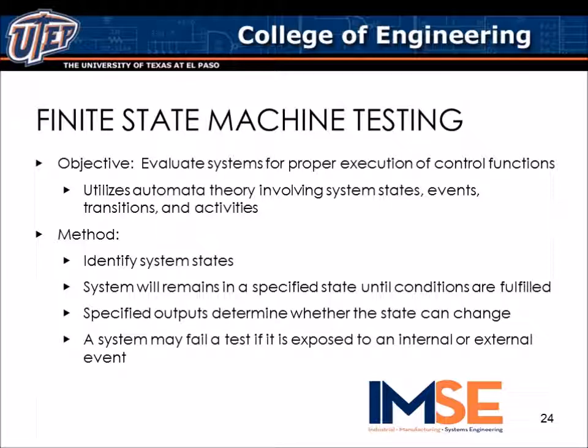Finite state machine testing. This testing process evaluates systems for proper execution of control functions. It utilizes automata theory involving system states, events, transitions, and activities. The state of a system represents a stage in its life cycle when it performs activities or waits for events to continue on. The methodology behind this is to identify system states. The system will remain in a specified state until conditions are fulfilled. Specified outputs determine whether the state can change, and a system may fail a test if it is exposed to an internal or external event that it does not recognize.